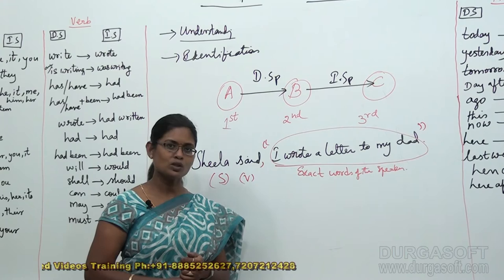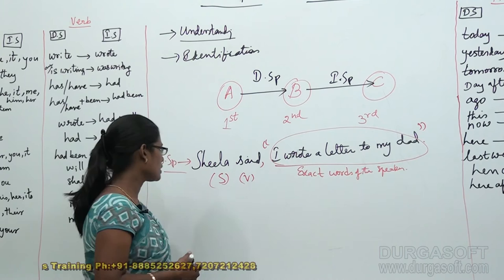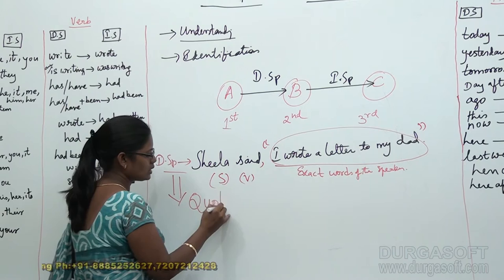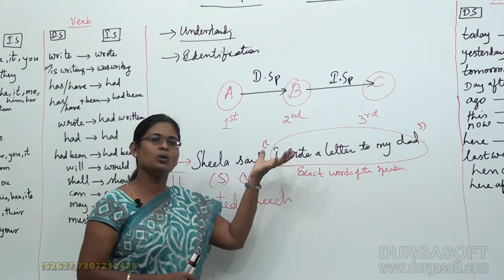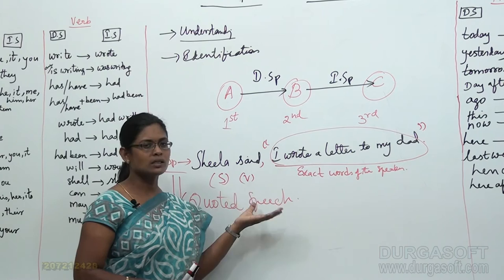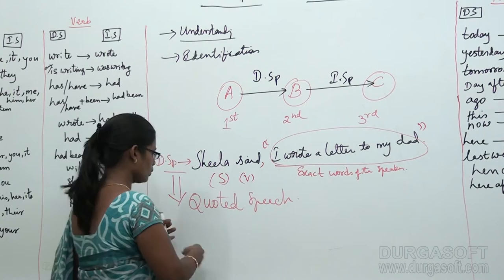So, we call this total speech quoted speech. That means direct speech is also known as quoted speech. Why do you think it is called quoted speech? Because the exact words of the speaker are being quoted as they are in the sentence. So, we call this a quoted speech. Now, let me give you one more example.